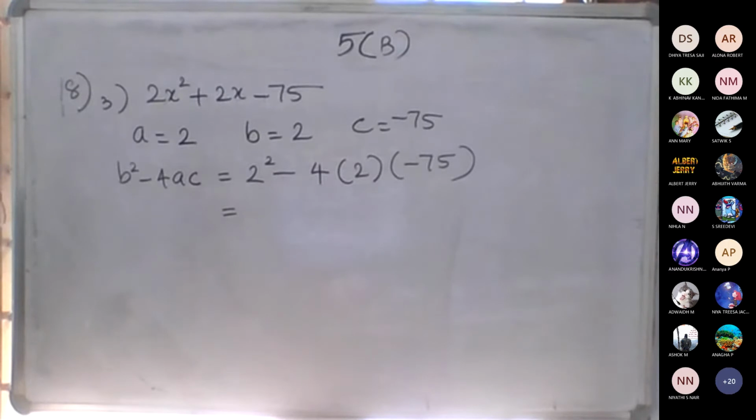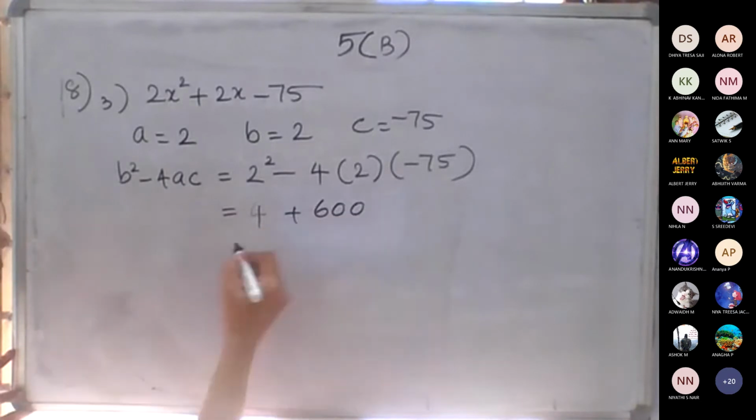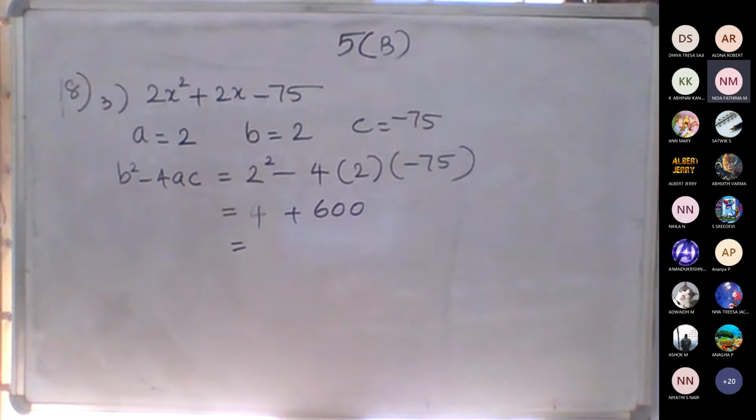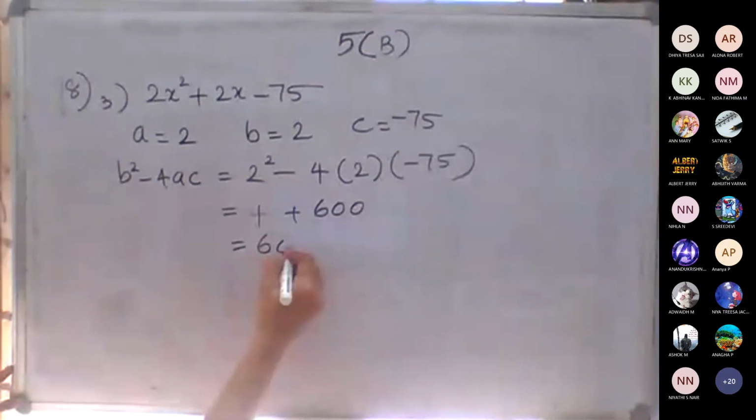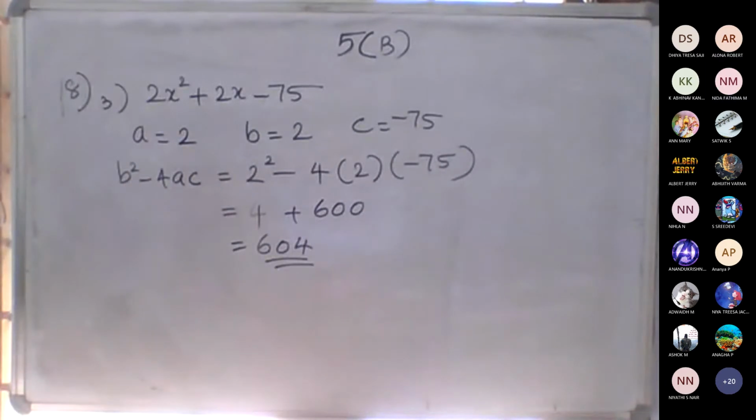Plus 600. Plus 4 plus 600. So 604. Not factorizable.